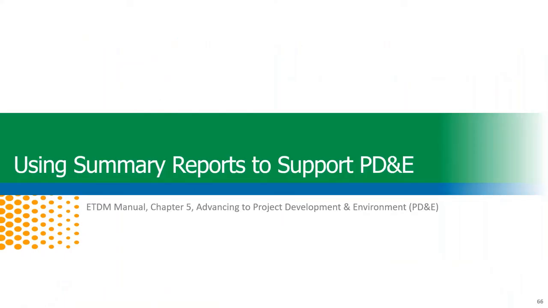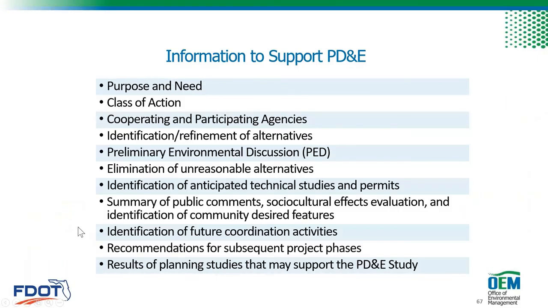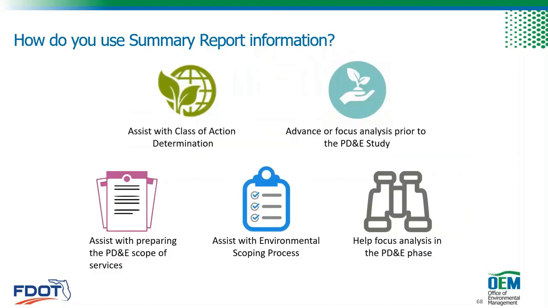So how do we use this summary report to support PD&E? We have a chapter in the ETDM manual, chapter 5, that talks about advancing to PD&E, and a lot of this information is found there. Pete already mentioned all of these outcomes that can be used to support PD&E. These are all located in the summary report. So it's an easy document to use to help provide information through the project life cycle to the next in line.